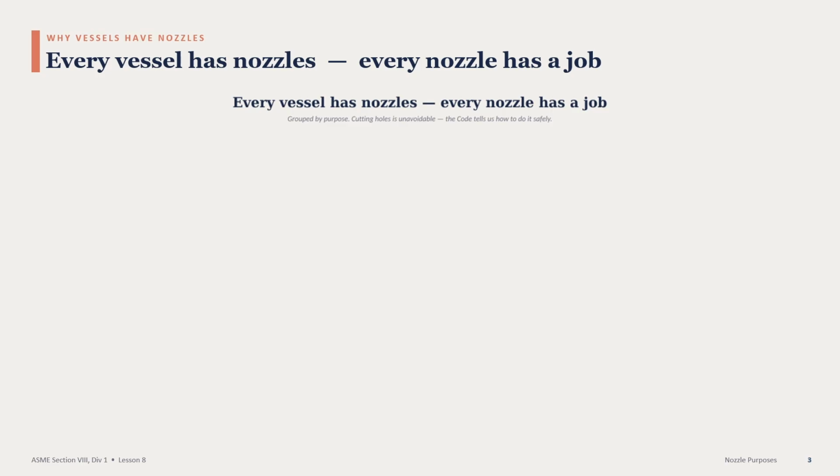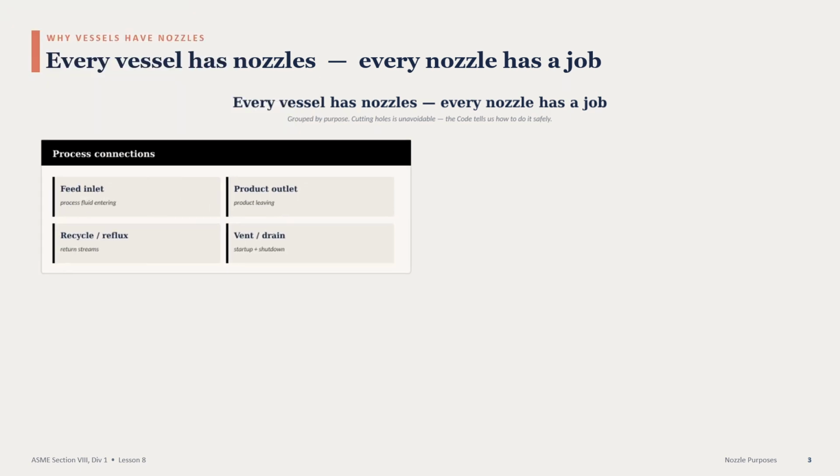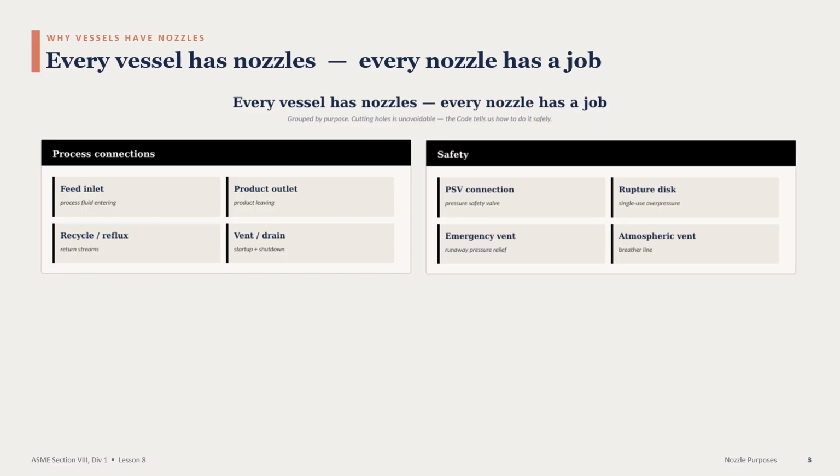Before we get into the mechanics, let's zoom out. Why do we cut holes in vessels at all? Turns out for a lot of reasons, grouped into 4 families. First, process connections. Feed inlet where the process fluid enters. Product outlet where it leaves. Recycle or reflux lines returning downstream streams. Vent and drain lines for startup and shutdown. These are the reason the vessel exists at all.